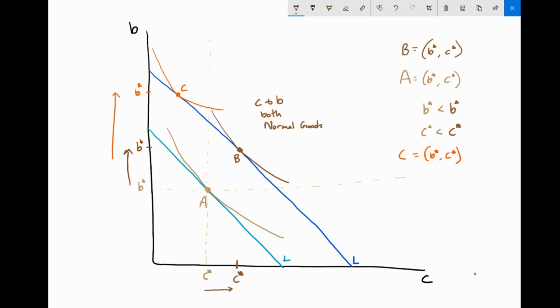B star is much larger for bagels. They demand a lot more bagels. But C star is back here. So they demand fewer cups of coffee. So if their preferences are like this, then we would see that bagels are a normal good and coffee is an inferior good.